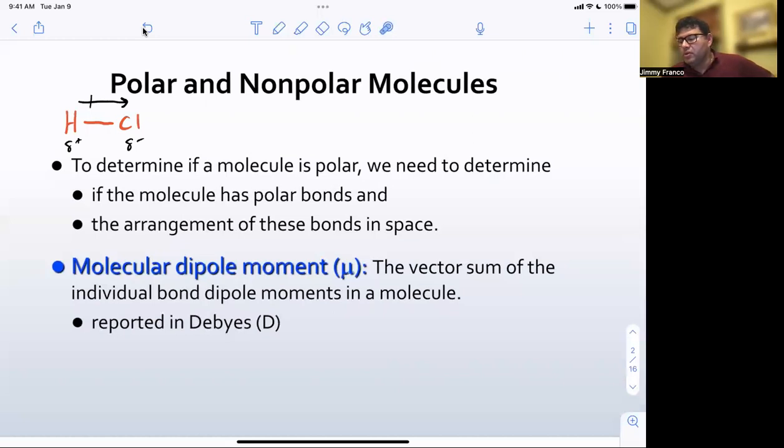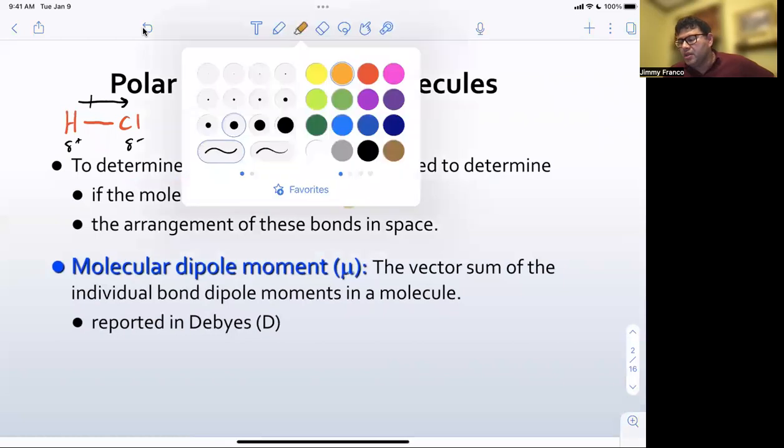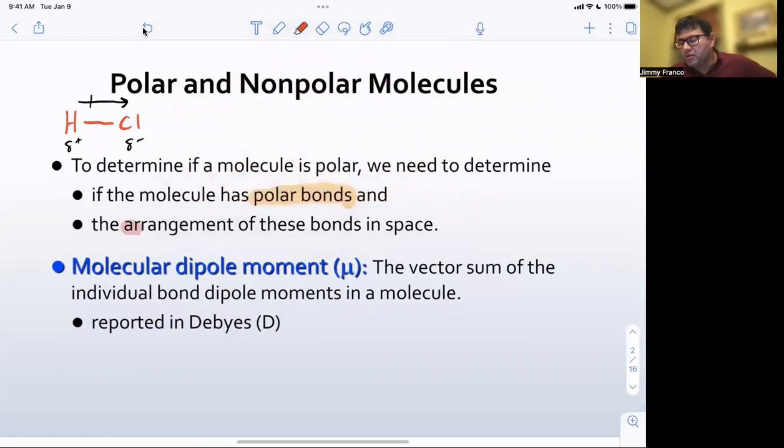Now, when we're determining if a molecule is polar, not only do we need to see if it has polar bonds, right? What we've just done is identify that this has a polar bond. The second thing we have to do is see the arrangement of these polar bonds in space. Are they all pointing the same direction?